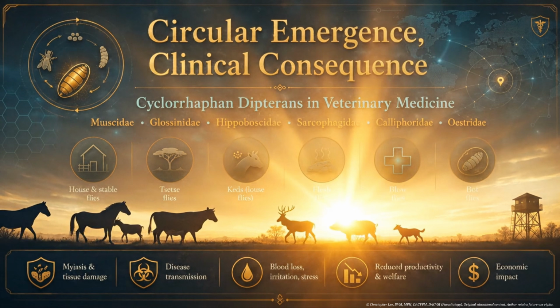Clinically, this group is enormous. It includes house and stable flies, tsetse flies, keds, flesh flies, blowflies, screwworm flies, and bot flies. Some are mainly nuisance flies, others bite, some transmit pathogens, and some have larvae that invade wounds, skin, nasal passages, or even the gastrointestinal tract. Your goal is to be able to identify the fly, understand its behavior, and predict the clinical consequence.